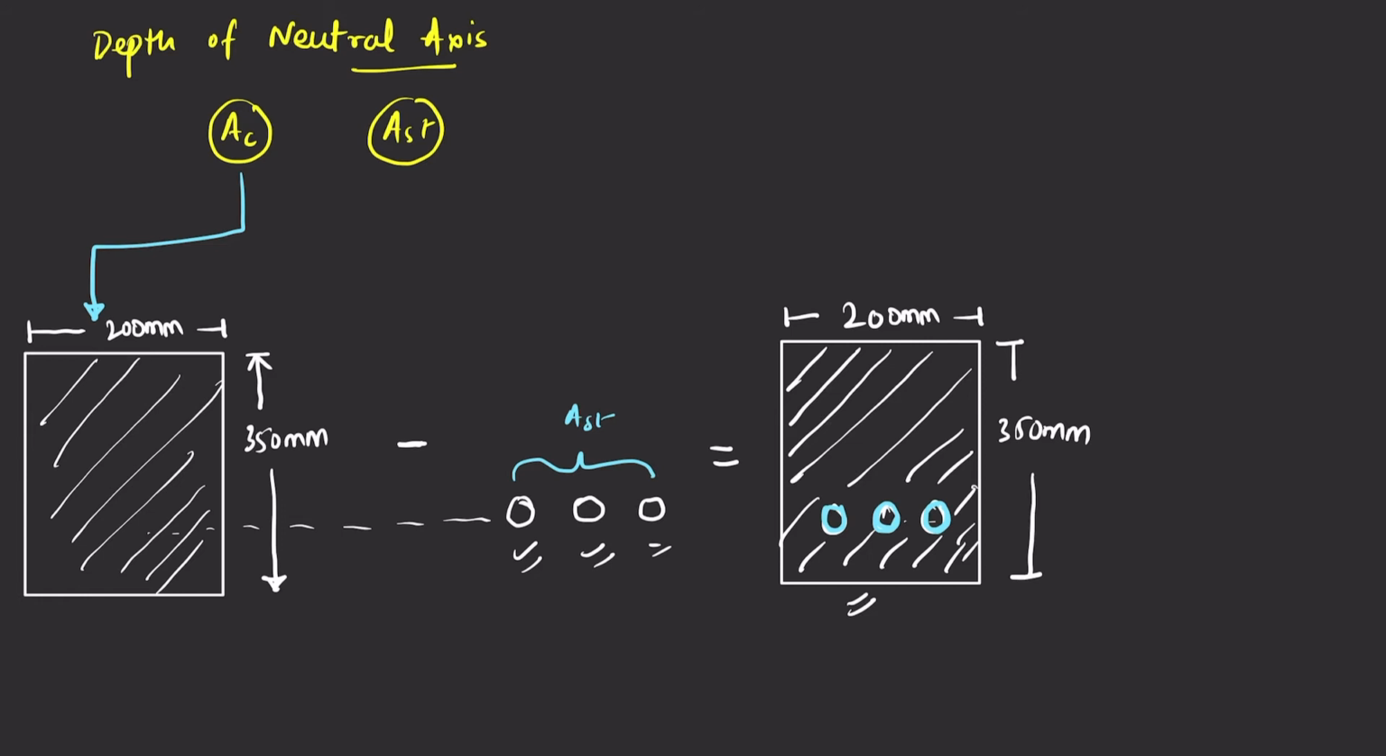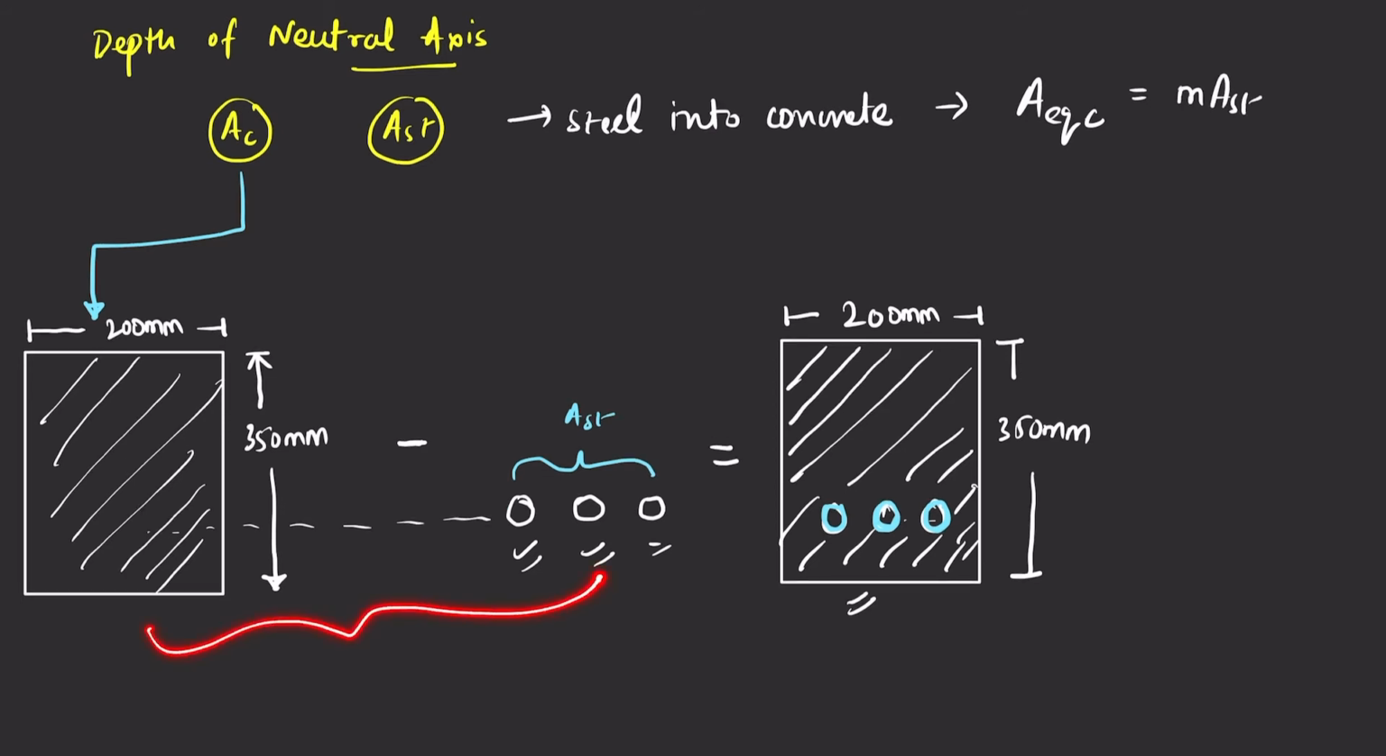And since I told you in the starting that in order to find the depth of the neutral axis, we need to convert the steel into concrete, right? So we need to convert that. How will we convert that? We will convert it by multiplying by the modular ratio. So the equivalent area of concrete at that particular location will be equal to m times AST.